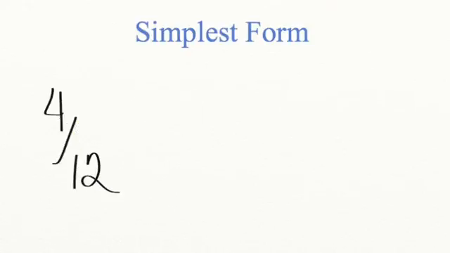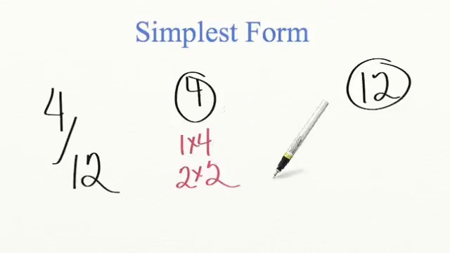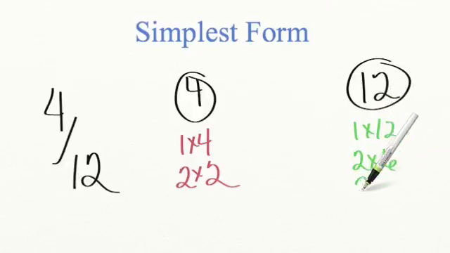Alright, step 1. You need to find the greatest common factor of 4 and 12. So I'm going to write out 4 and 12, and together we are going to list their factors. The factors for 4: 1 times 4 equals 4, 2 times 2 equals 4. Those are the only numbers we can multiply together to equal 4. Now let's list the factors of 12. We have 1 times 12, 2 times 6, and 3 times 4.